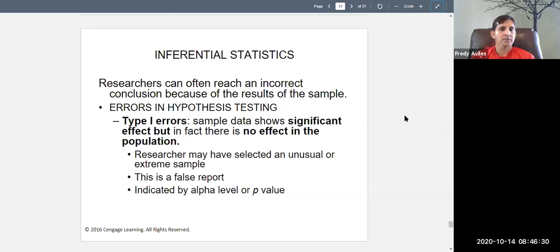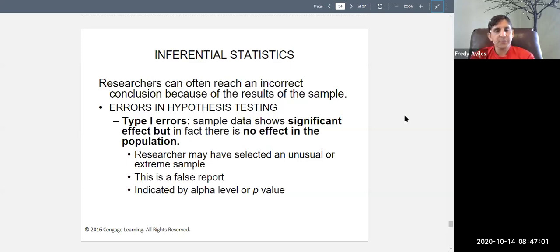And there's two kinds of errors. There are what we call type 1 errors. Type 1 errors is where the sample data shows that there's a significant effect, that there's a significant difference, for instance, but there is no effect in the population. So let's say you find a difference in IQ between men and women, and you found, like many studies do, that men have a slightly higher IQ than women. Let's say you found that.